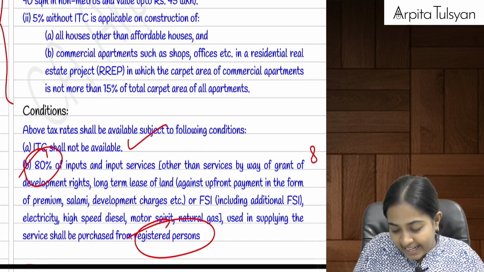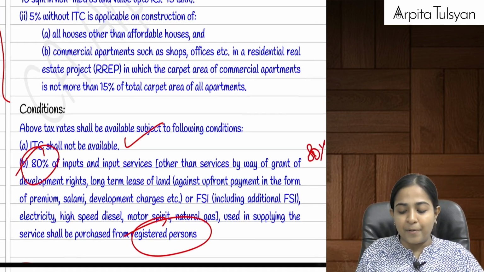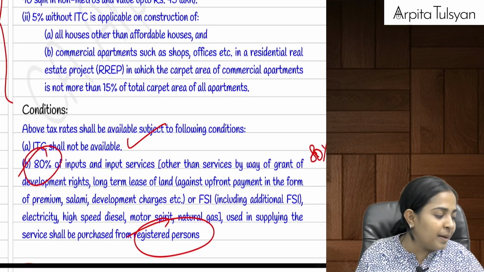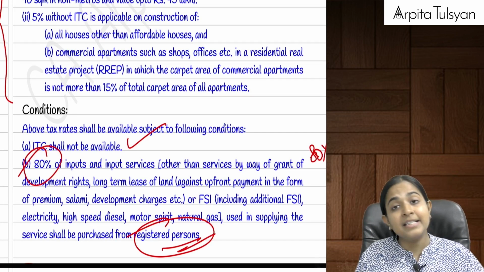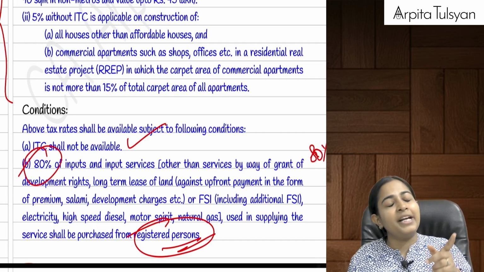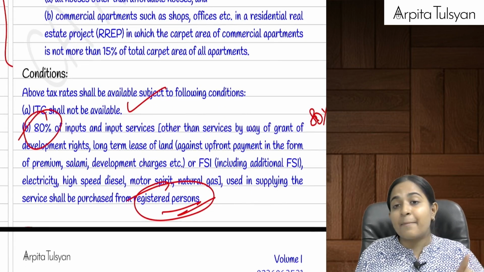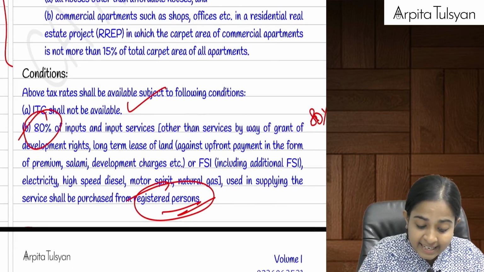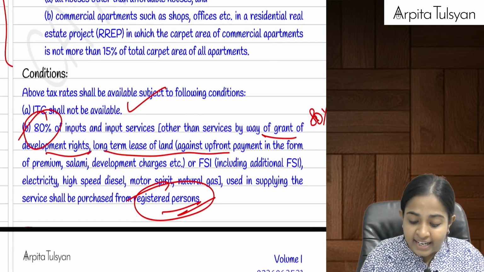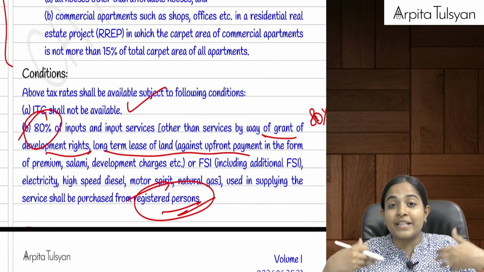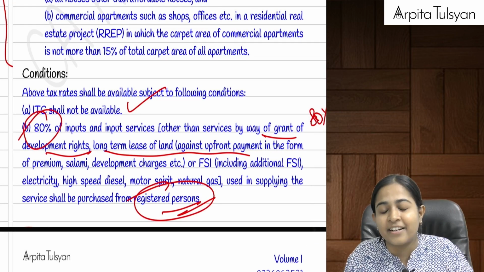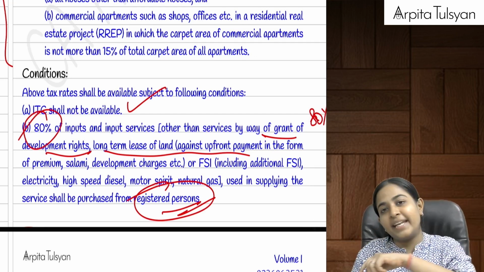So they are telling that at least 80% of the inputs of these particular builders should be from registered persons. Means they will be paying GST on it, but there will be no input tax credit available on the same. Exceptions are there: if they are taking any TDRs or if they are taking a long-term lease on rent. Remember, I was giving my piece of land just now. We studied in reverse charge mechanism, that can be taken from an unregistered person.